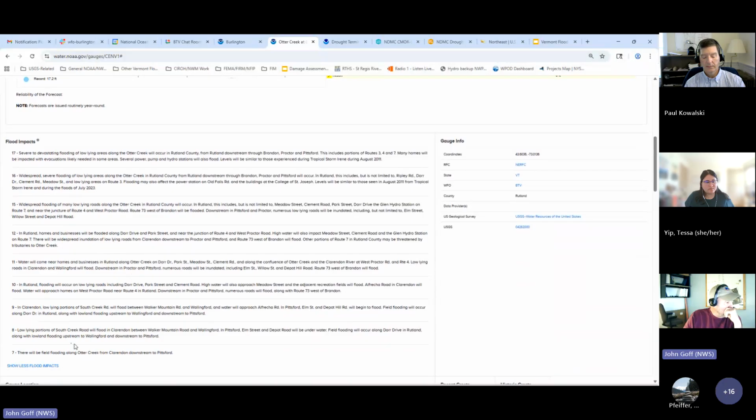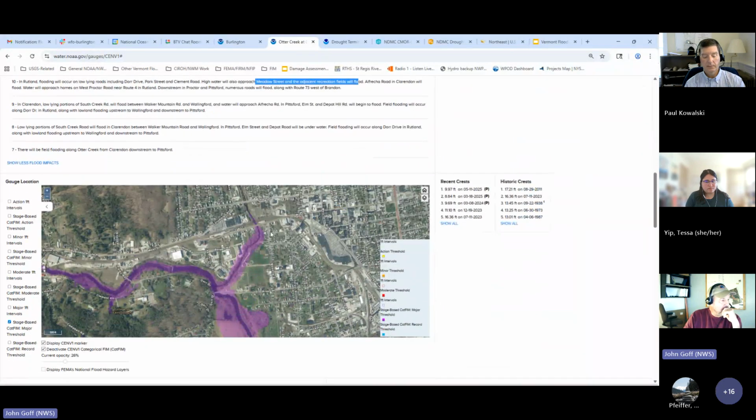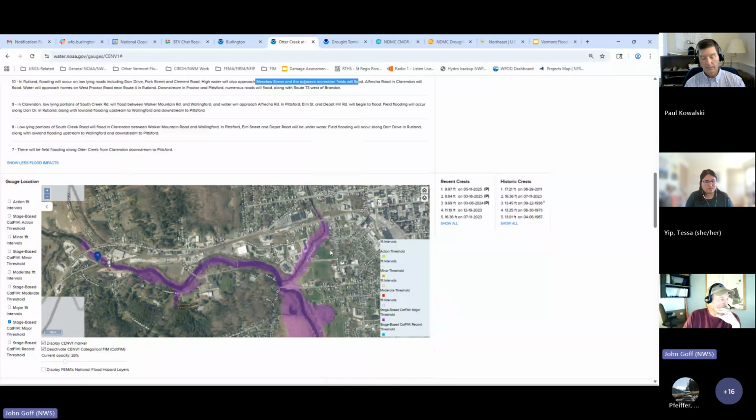And some of this stuff, yeah, Meadow Street and the recreational fields will flood at 10 feet, which is moderate flood. And this is showing, well, this is Meadow Street right here. So see how it's uninundating here? So this is where you've got to be careful where you're measuring partners.